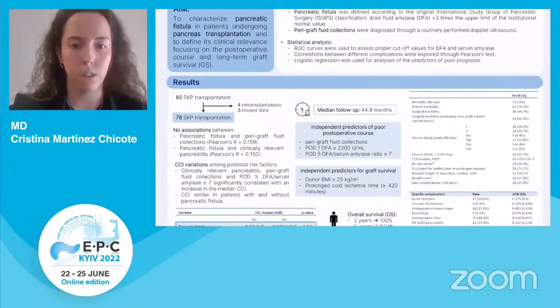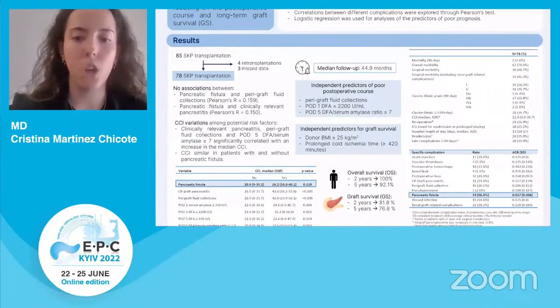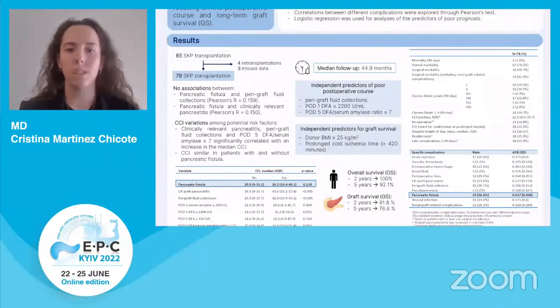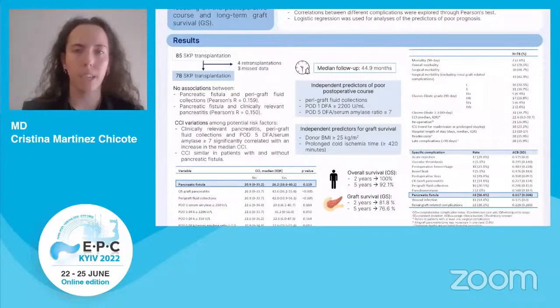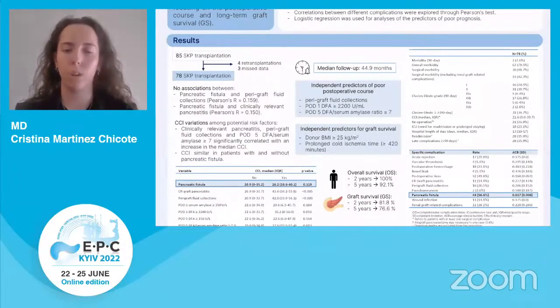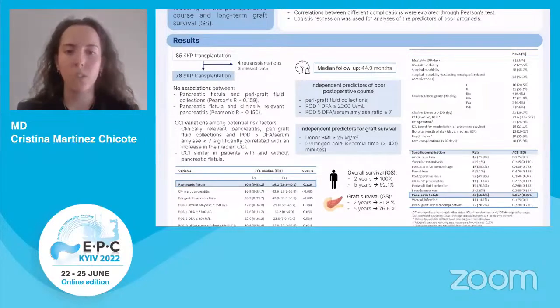Here are the results of our study. We had complete data from 78 transplantations with a median follow-up of nearly 45 months. As for the early postoperative course, patients who developed a conventionally defined pancreatic fistula had a similar comprehensive complication index to those who did not. However, drain fluid amylase and serum amylase did play a role as independent factors for poor postoperative course, but with different cutoff values. Perigraft fluid collections were also independent predictors of poor early outcomes.